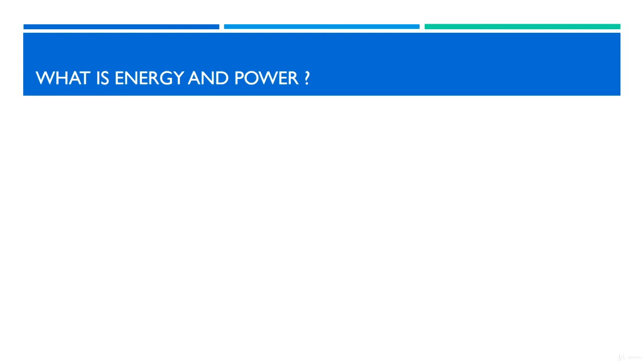Now let's discuss the concept of energy and power. So what is the power? Power is the rate at which work is done, and it is measured in watts. So what does it mean? It means that we are talking about the rate at which our work is done.